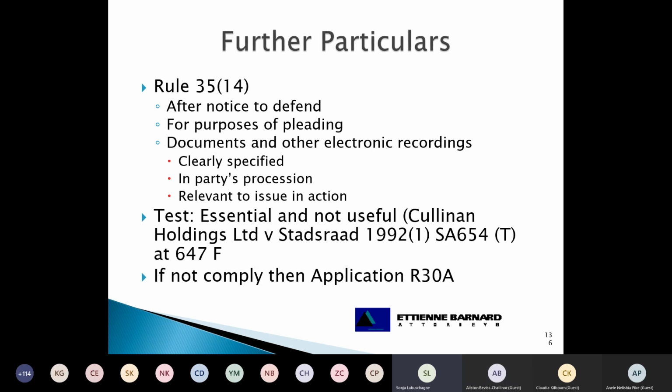You must make the allegation that it's in the other party's possession and that it's relevant to the issue in action. Remember, it is essential and not useful. That is the test. So it must be essential to the matter, not useful. And if you don't comply and you don't provide the further particulars, you can bring an application to compel, and you might even be able to dismiss the matter.